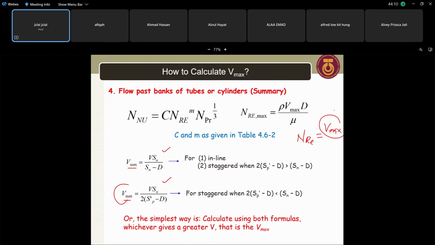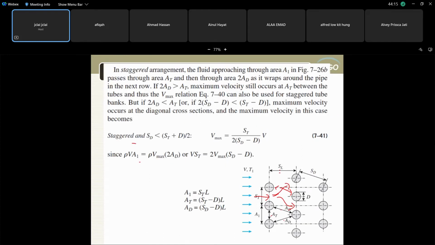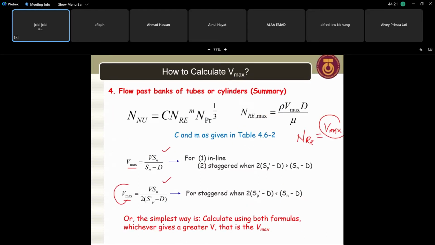So actually, you don't need to memorize, or if this one is bigger, so I use this formula. If this one is bigger, I use this formula, right? What you need to remember is what you need is Vmax. So you can actually calculate using both. Then you see which one is bigger. Then you use the bigger one as your Vmax. That is a simpler way in doing this.